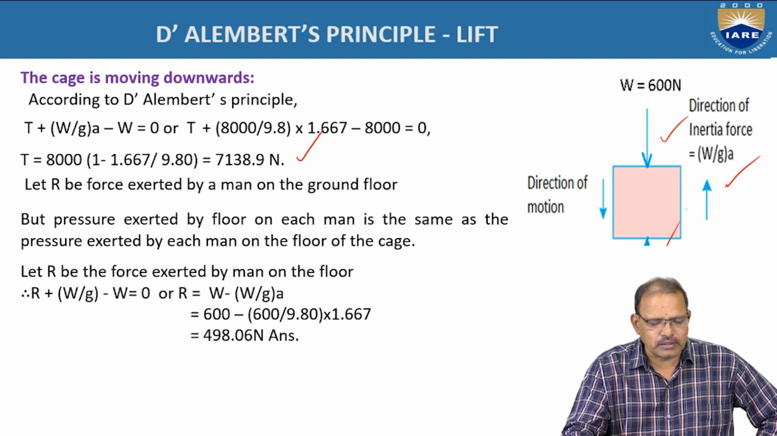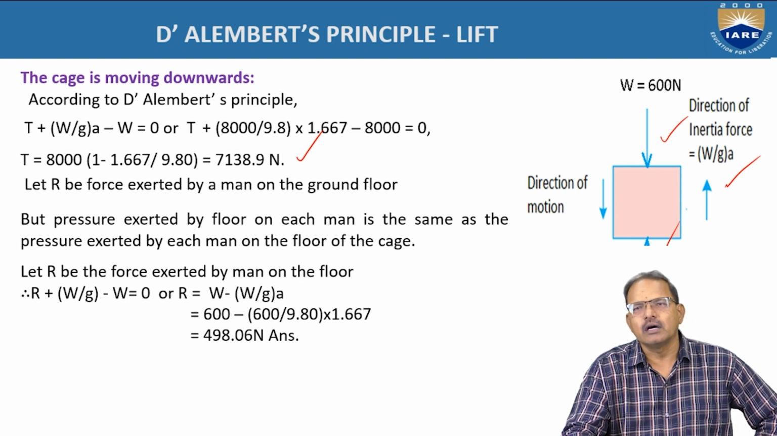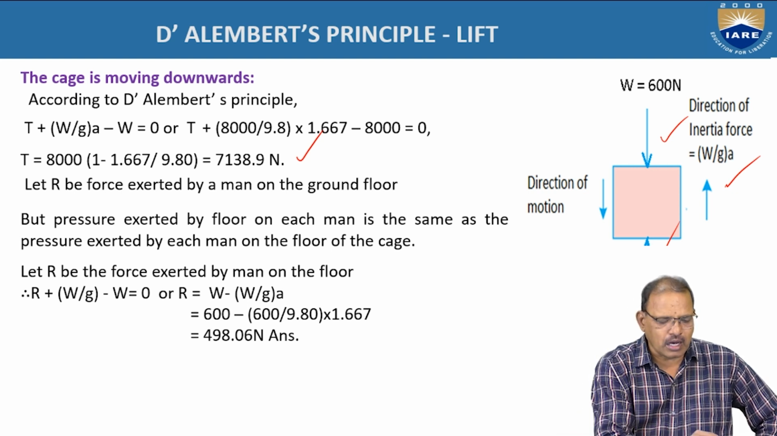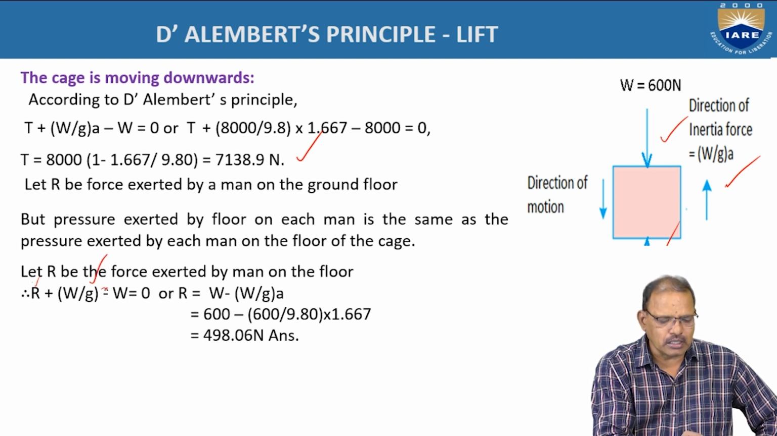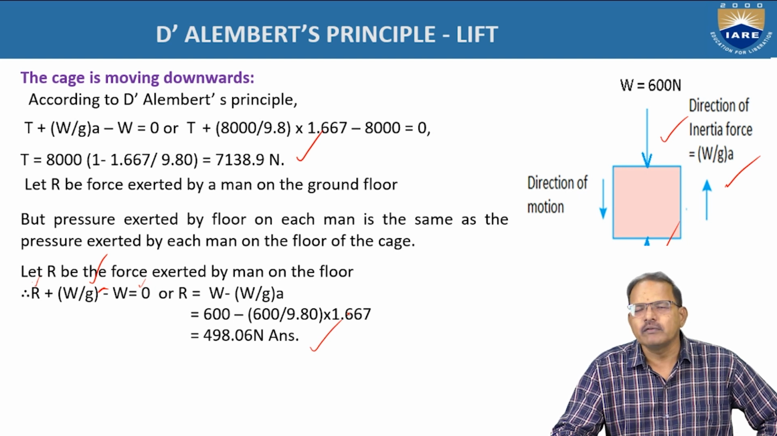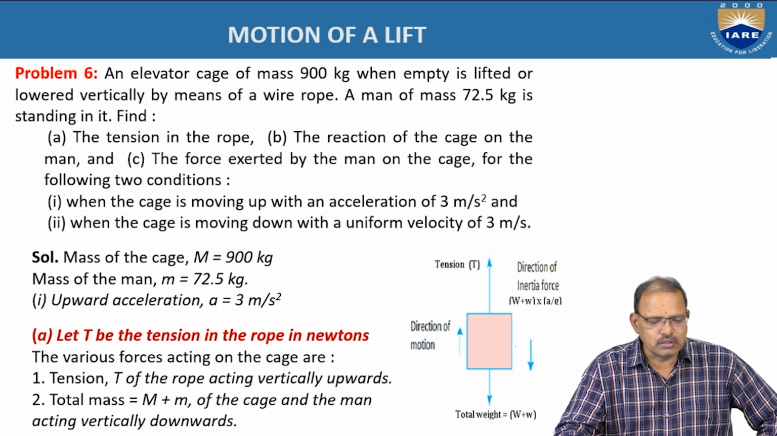Let the pressure exerted by the floor on each man be the same as that of the pressure exerted by each man on the floor of the cage now. Let R be the force exerted by the man on the floor, R the reaction force exerted by the floor on the man. Then R is acting in upward direction now, W by G into A is acting again in upward direction, minus W is equal to 0. From this relationship we got the reaction offered by the floor on the man is equal to 498.06 newtons.